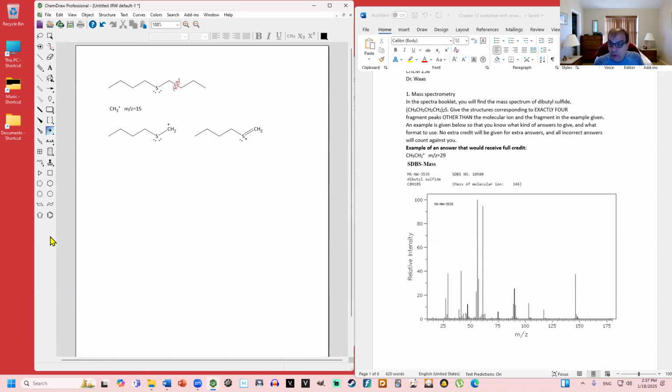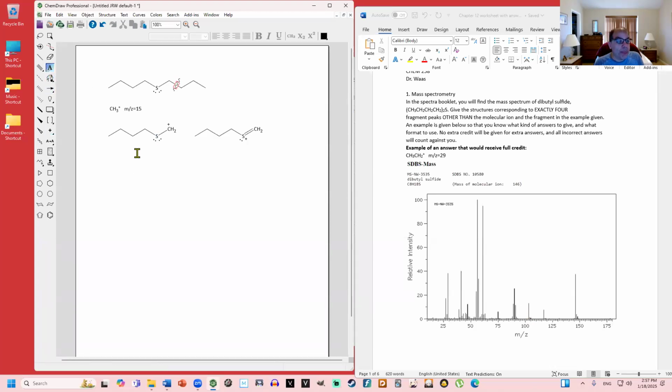So 5 times 12 is 60 for the 5 carbons, plus 11 more for the 11 hydrogens. 60 plus 11 is 71, plus 32 for the sulfur. 71 plus 32 is 103. Do we see a peak at 103? Yes, we do. It's right here.